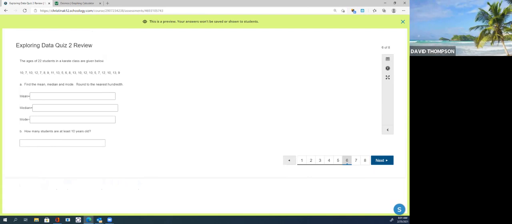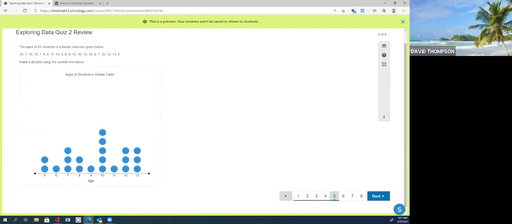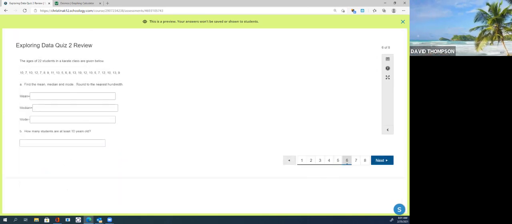Okay, next, for the same numbers, find the mean, median, and mode. So we get back to our last slide. The mode's going to be the easiest. It's just the one that has the most dots. So there's 1, 2, 3, 4, 5 dots above 10. So that's my mode. That's the one that has the most dots. So that one's the easiest one to find.